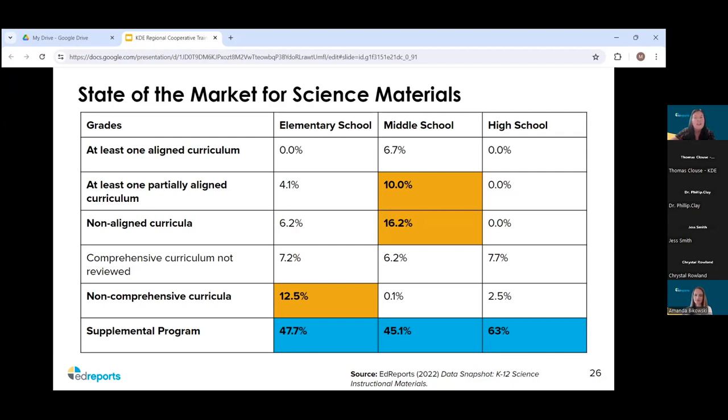This heavy reliance on supplements can significantly impact coherence, as it is very challenging to create a cohesive learning experience for all students when combining lessons from multiple resources or from a year's worth of different resources.